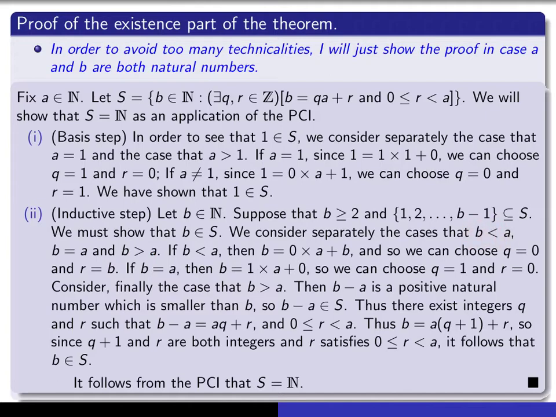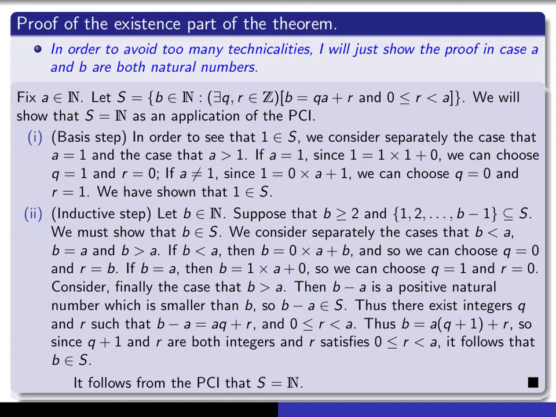If B is smaller than A, well then we can write B as 0 times A plus B. And since B is smaller than A, we can choose our Q to be 0 and our R to be B, and that works. If B is equal to A, we can do a similar thing. We can write B as 1 times A plus 0. And so that works where we pick Q equal to 1 and R equal to 0.